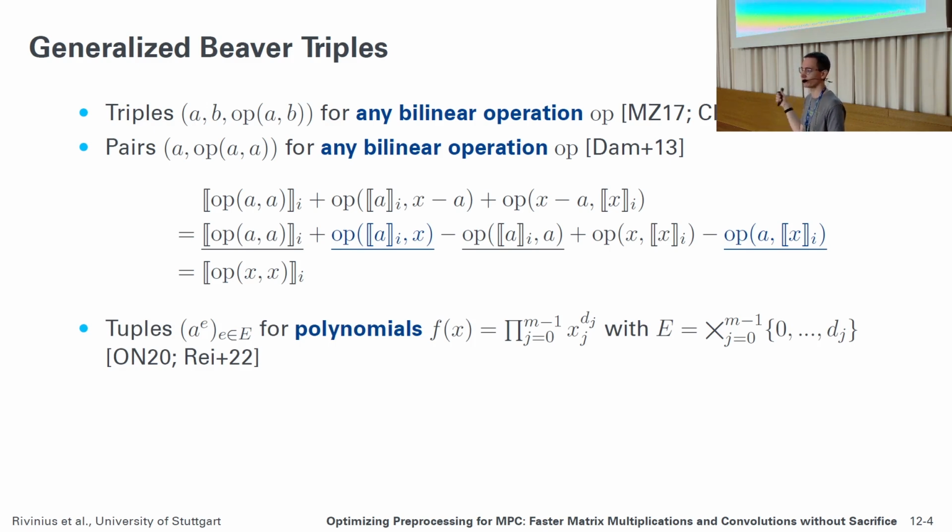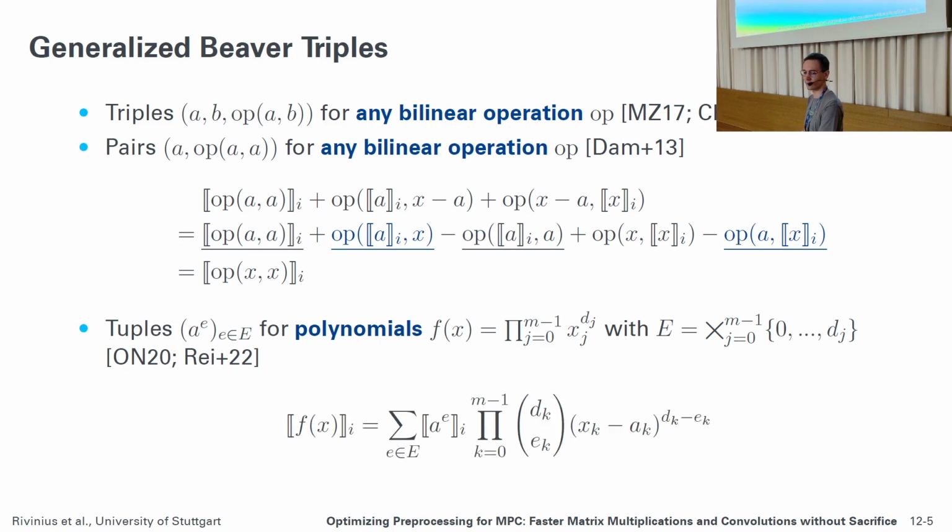There's also more complicated randomness. Here in this example, you have all the combinations of exponents, and then you can compute a polynomial with this more complicated share. It doesn't make too much sense for big operations because it gets exponentially expensive, but this technique is used, for example, to do like 3 multiplications at once or something.